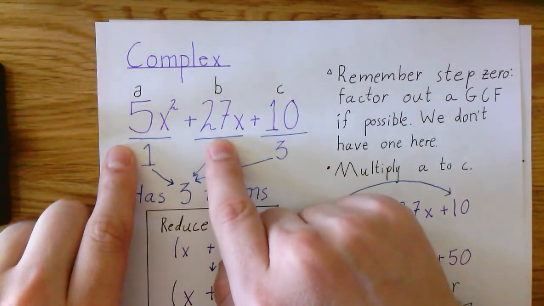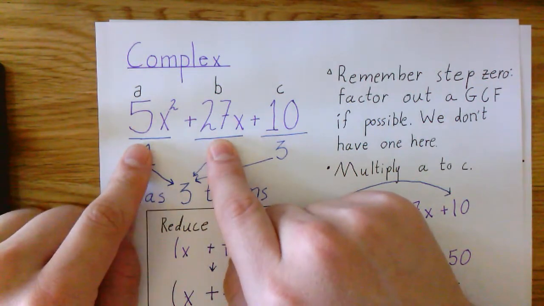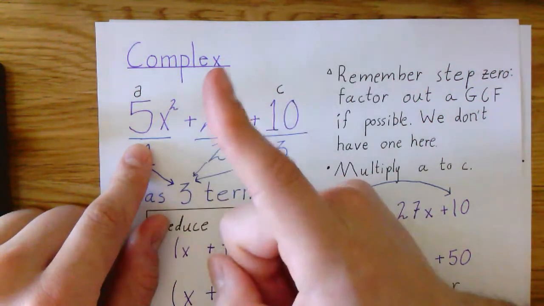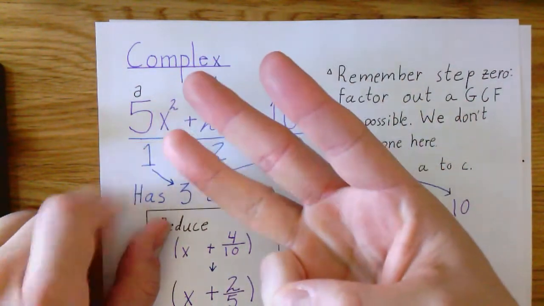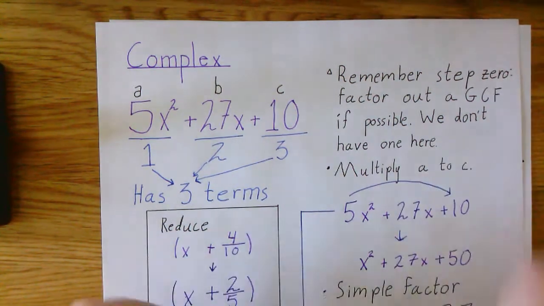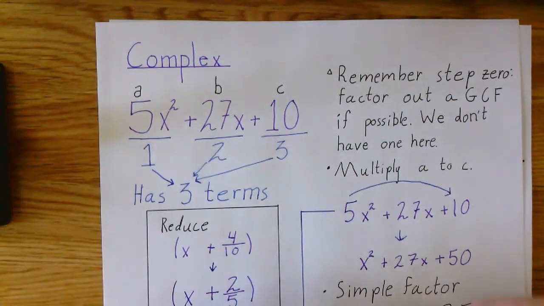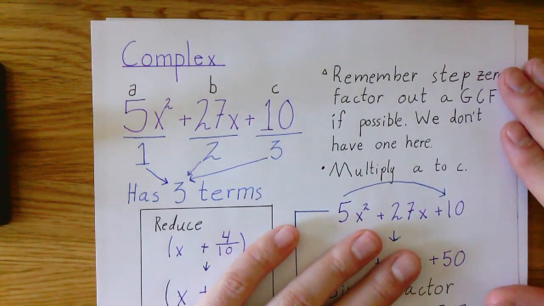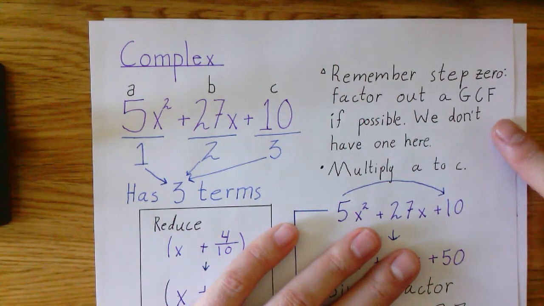5 and 27. Let's see. The only factors of 5 are 1 and 5 because it's prime. 27, let's see. 1, 3, 9 and 27. They don't share any in common besides 1. So there is no common factor, so we get to skip step 0. There isn't a common factor for this problem. But do it if there is. If you don't, you'll F it up, dog.